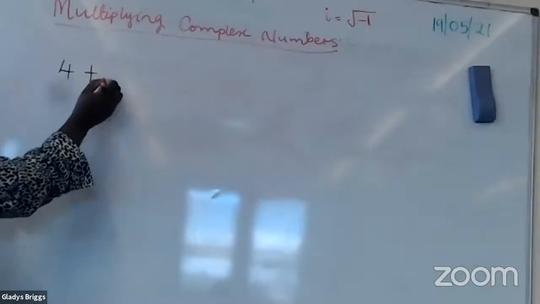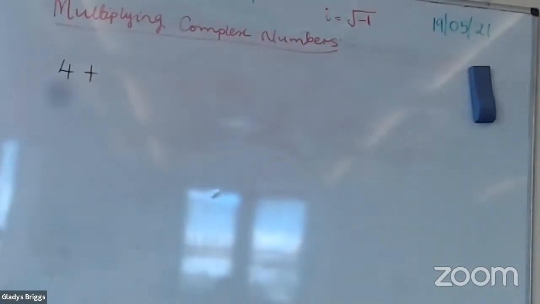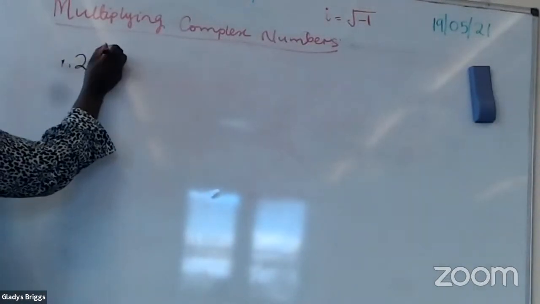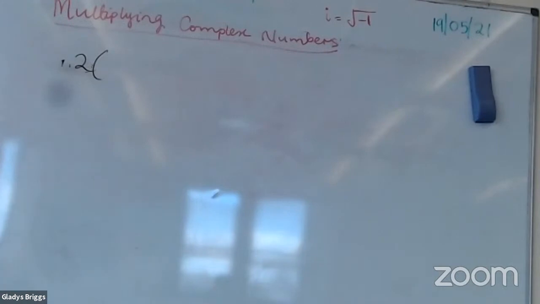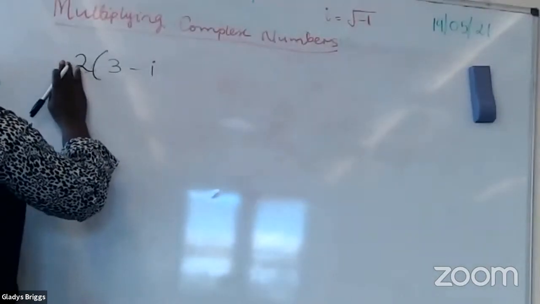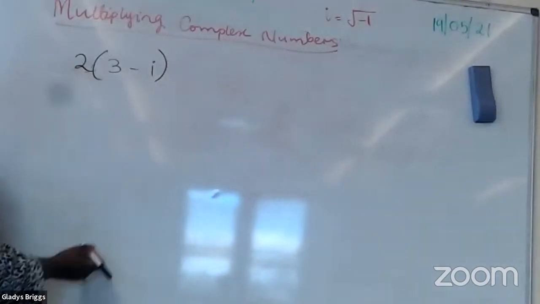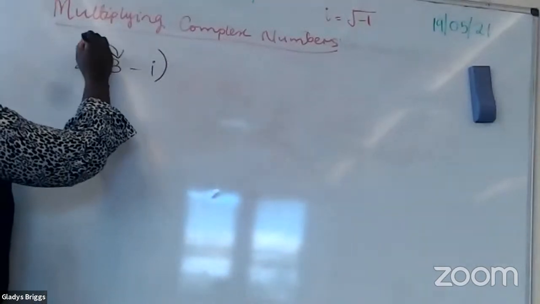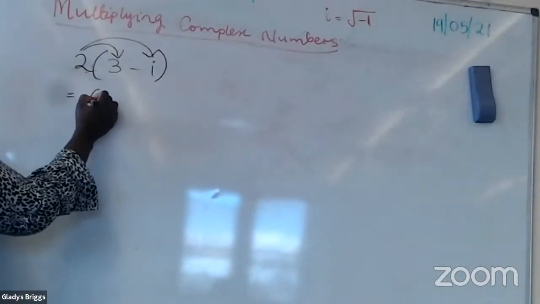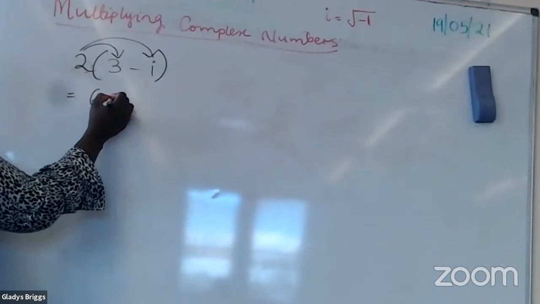Expanding brackets. Let me do this one first. If I ask you to do 2 times 3 minus i, then you need to use what's outside the bracket to multiply everything that is inside the brackets. So that would be 6 minus 2i.